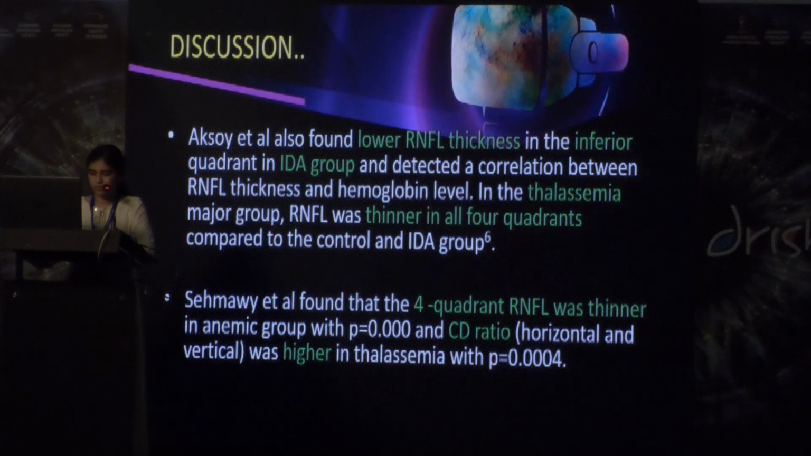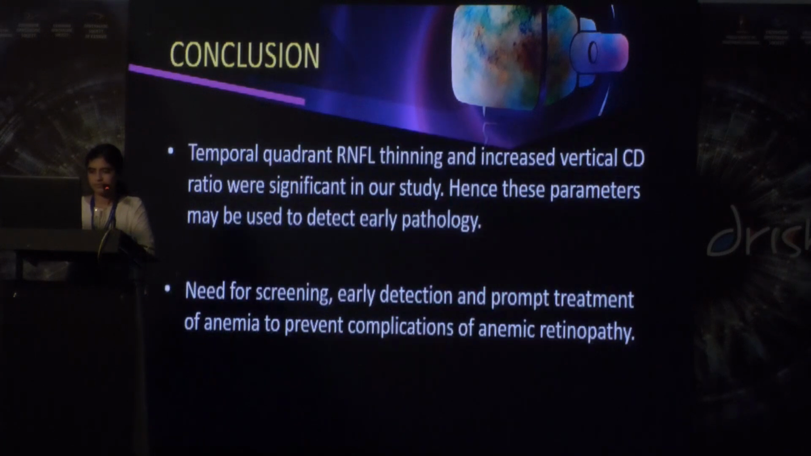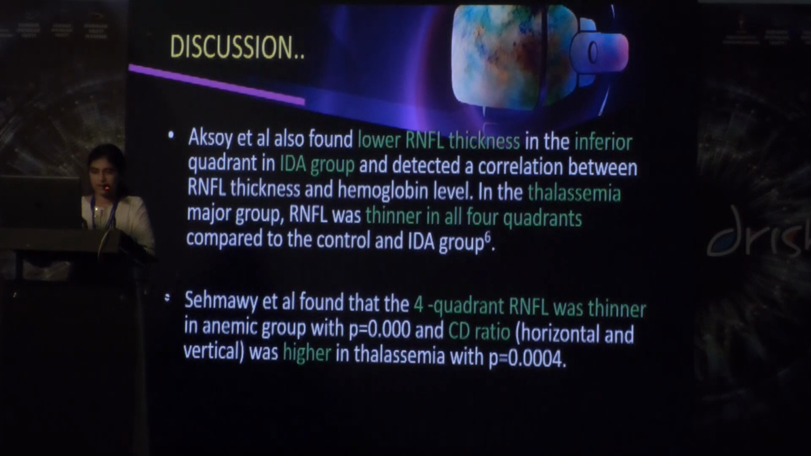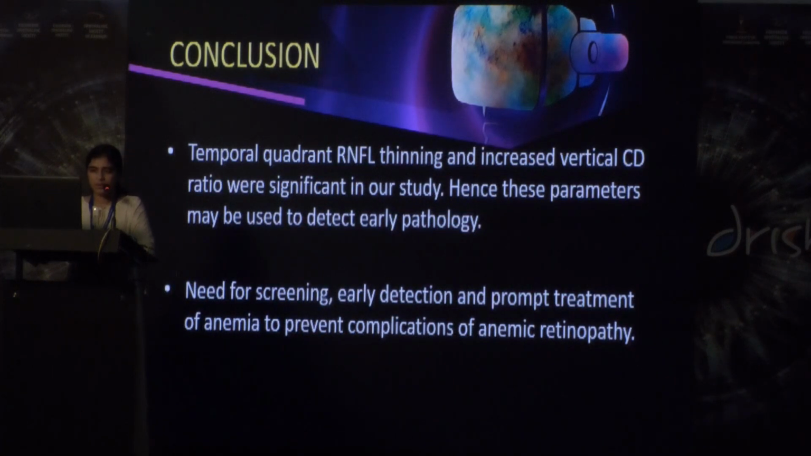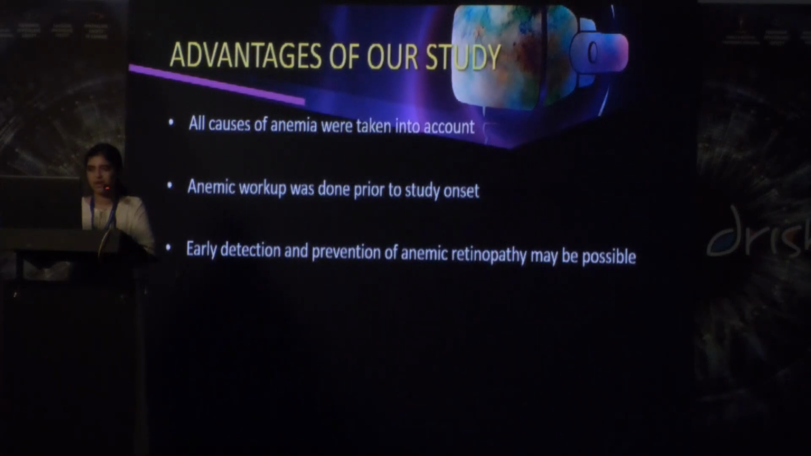Semavi et al. also found a similar result, and in that case the cup disc ratio was increased in patients with thalassemia. So temporal quadrant RNFL thinning and increased vertical cup disc ratio were significant in our study. Hence, these parameters may be used to detect early pathology. Hence, the need for screening, early detection, and prompt treatment of anemia to prevent complications of anemic retinopathy.